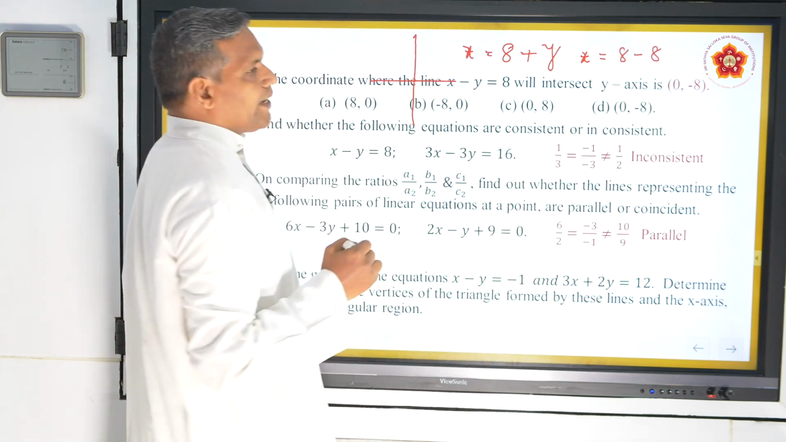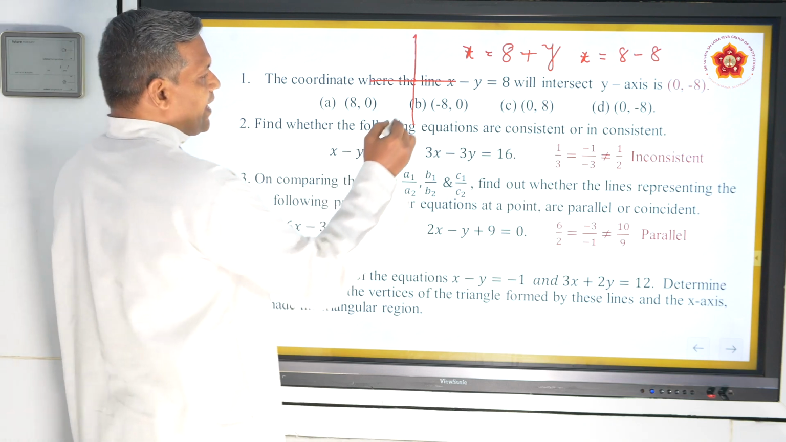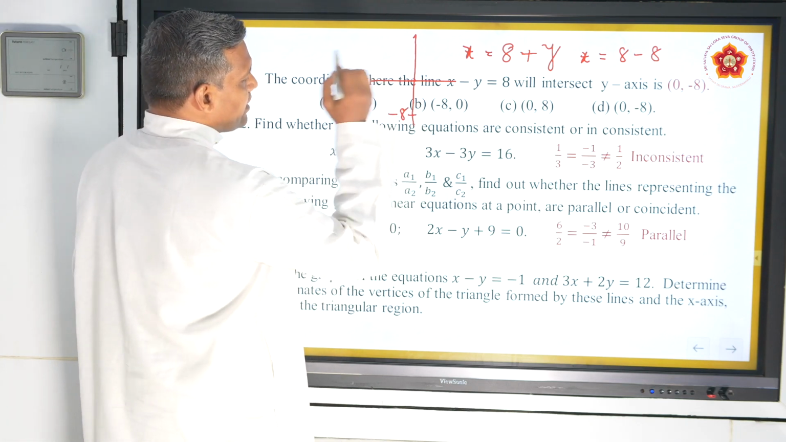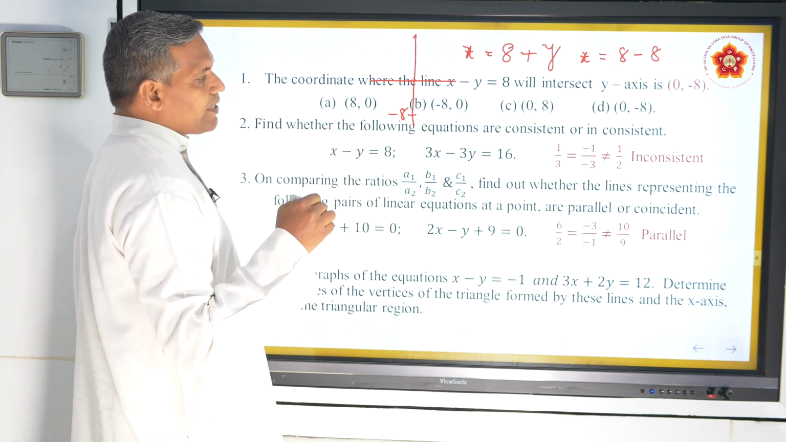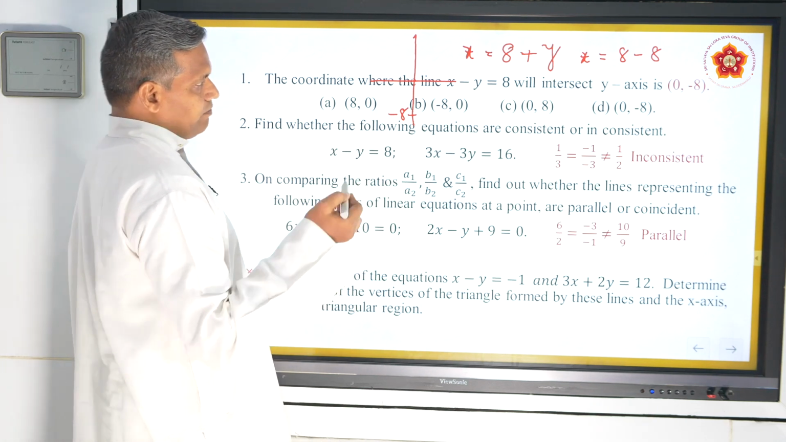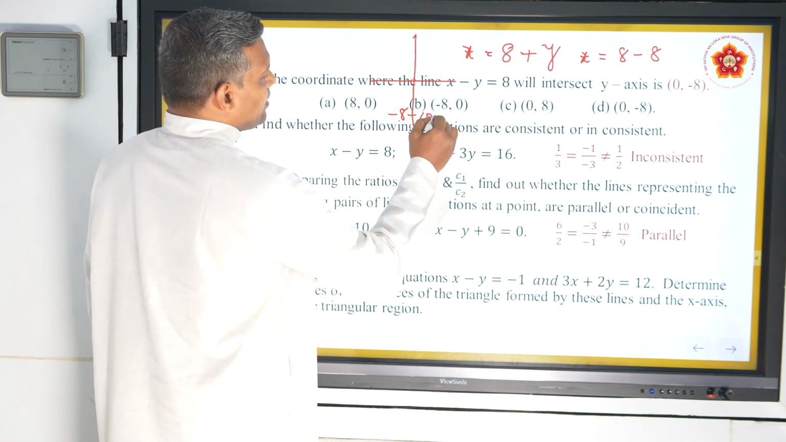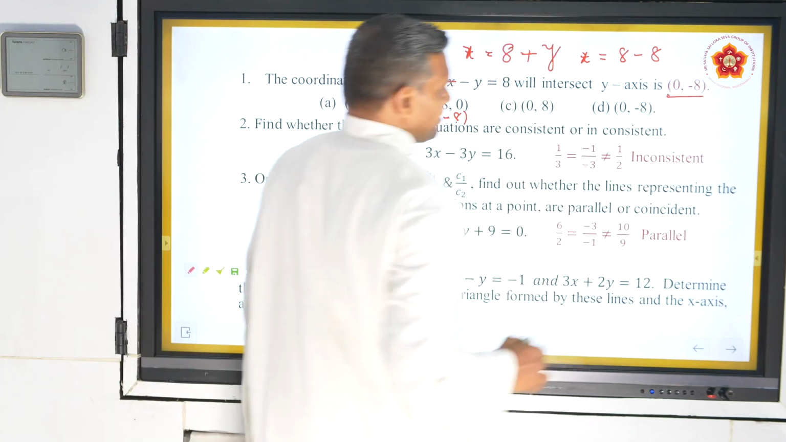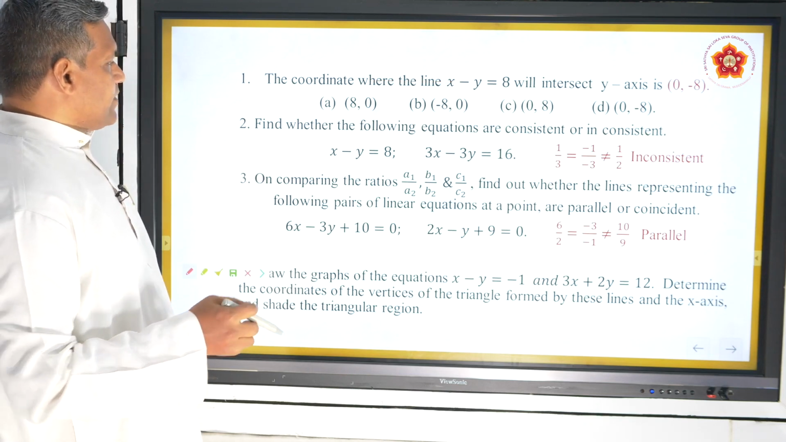So what is the value of y now? y is minus 8. Suppose you assume this is a point of minus 8. And what is the x value over there? It should be 0. Hence the coordinates of this particular point should be 0 comma minus 8. So the answer is 0 comma minus 8. Did you get it? Let's go to the next one.